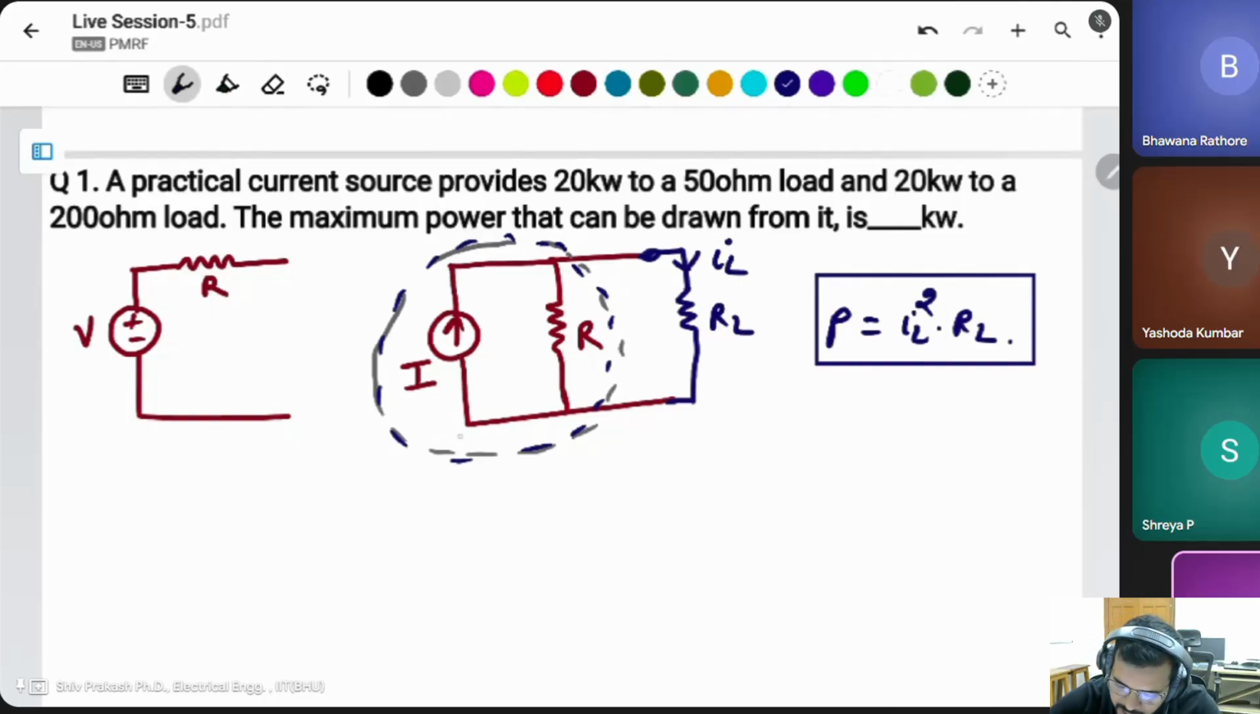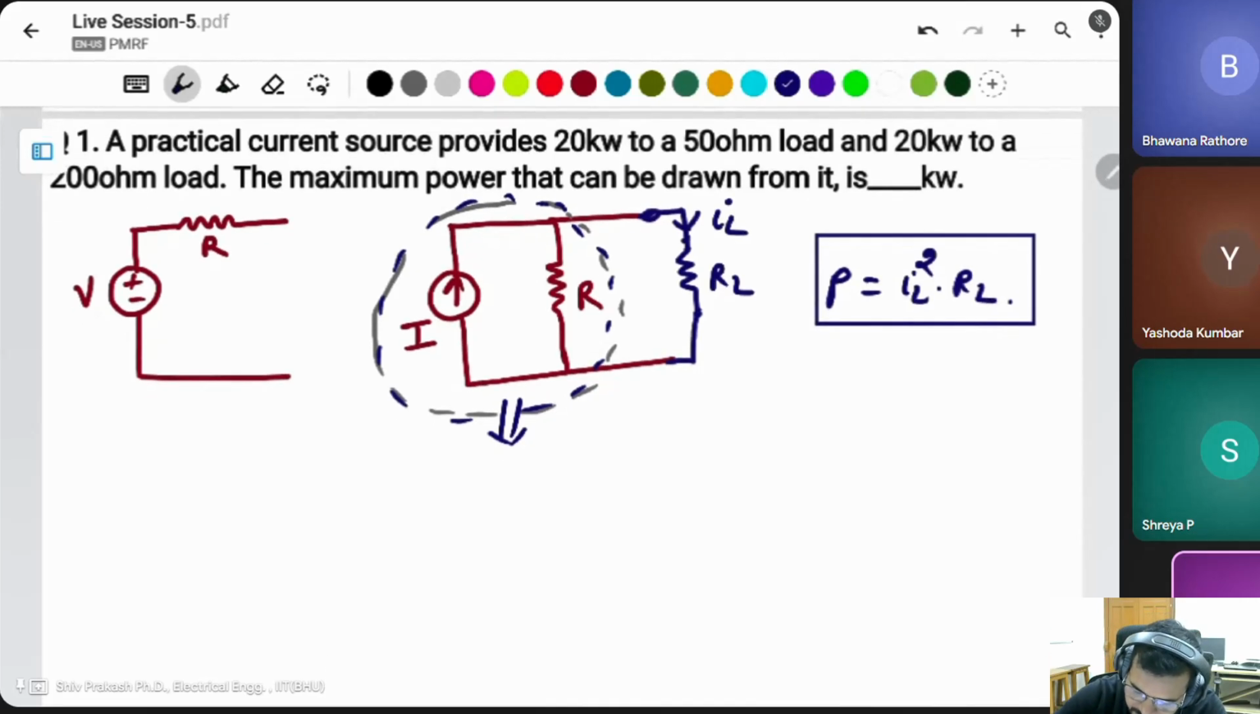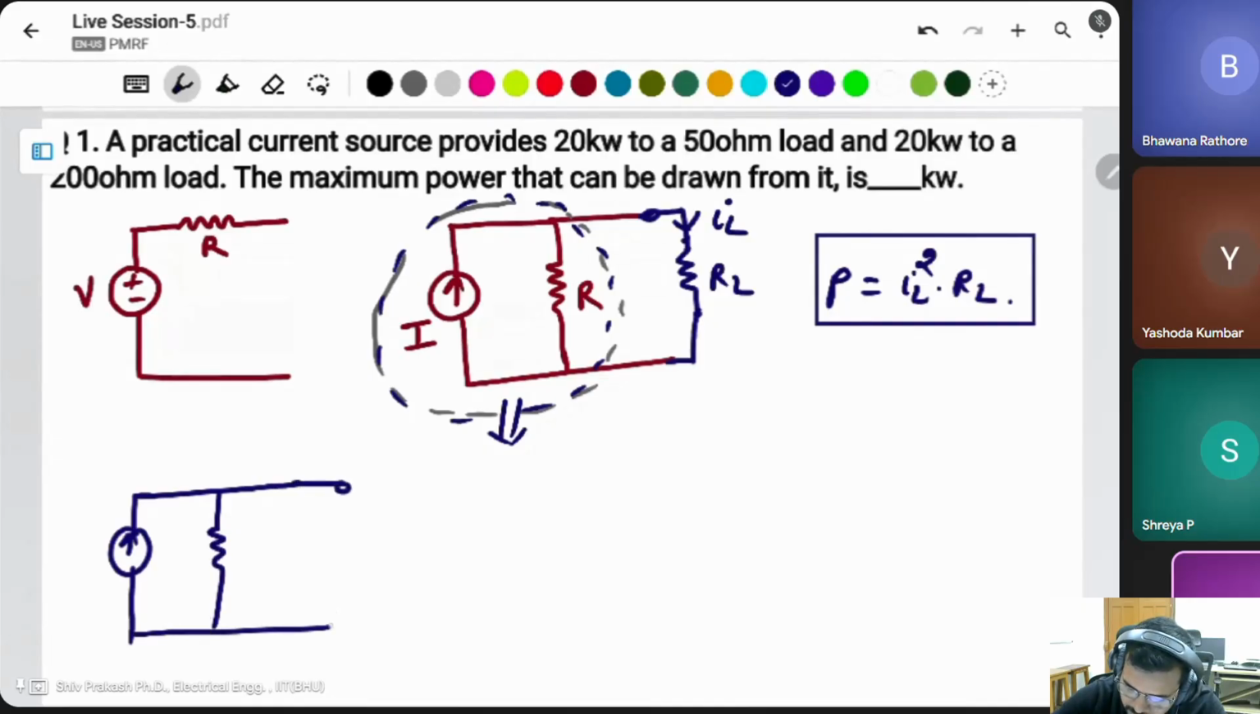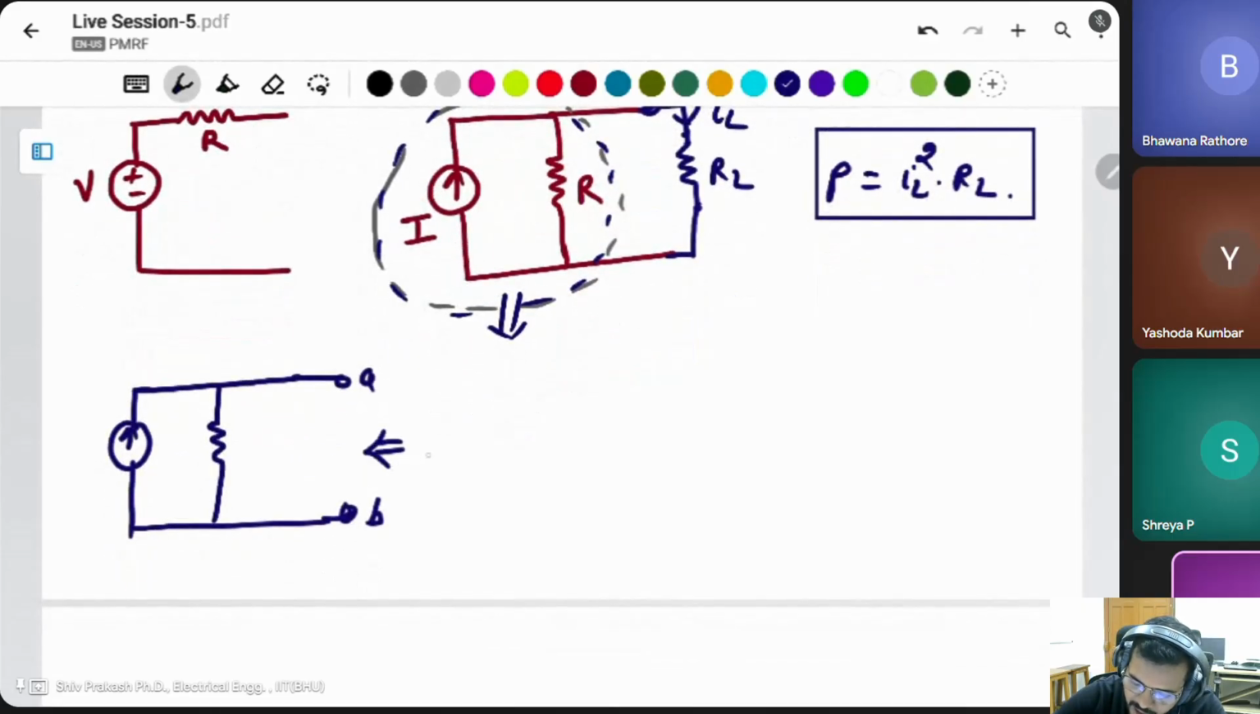Same thing, can you convert this to a voltage source or Thevenin equivalent source? Thevenin equivalent is simply RTH and VTH. For the conversion to Thevenin equivalent, first of all you have to remove this load. Suppose terminals A and B. Then find the resistor RTH. For finding RTH, you have to disconnect all voltage sources and current sources.